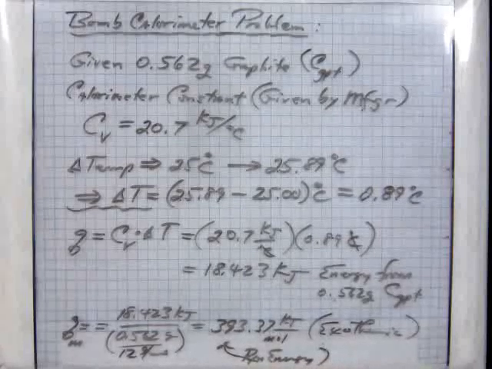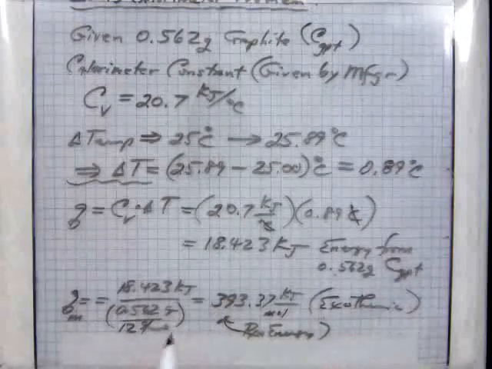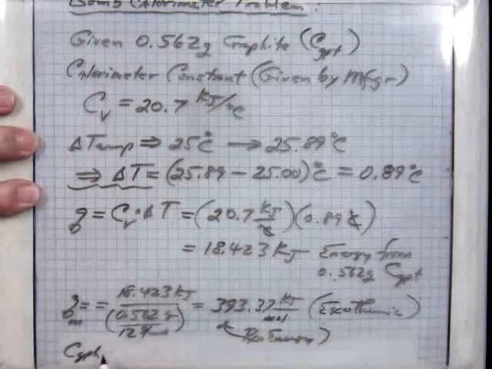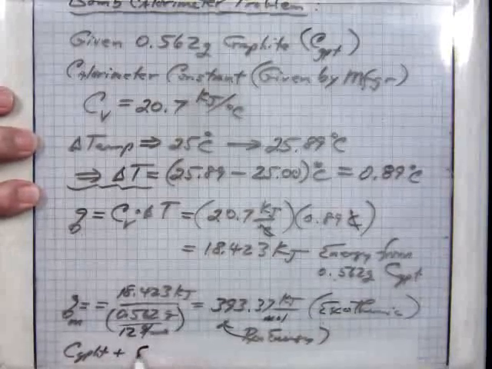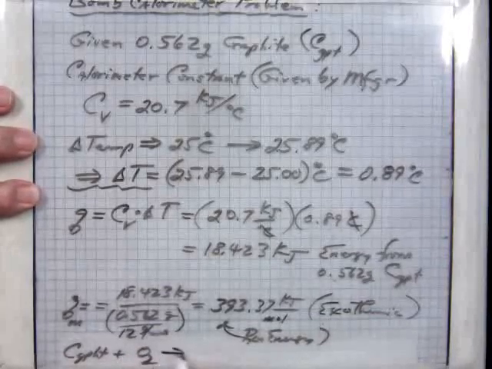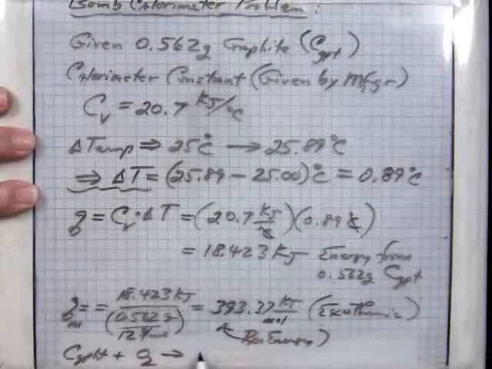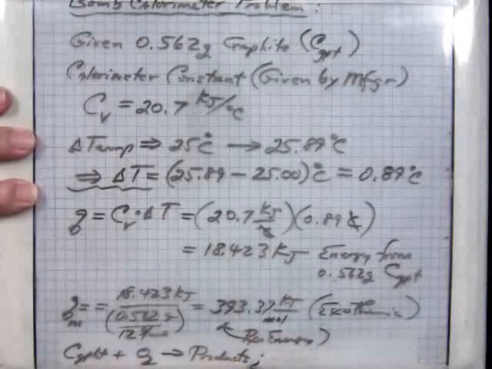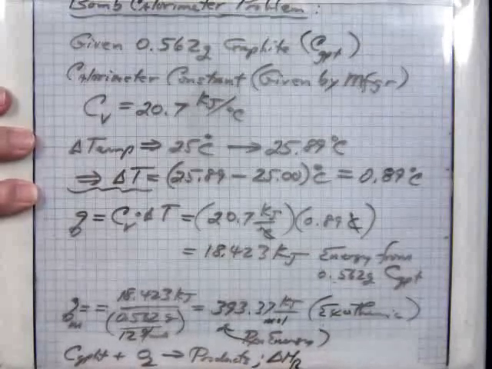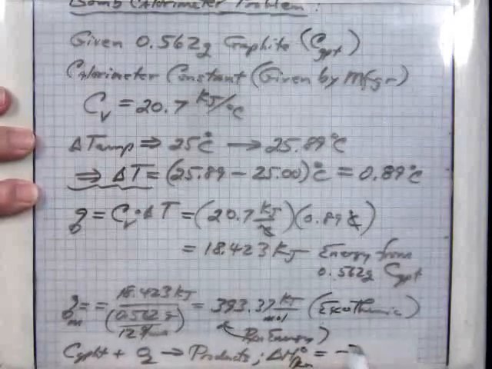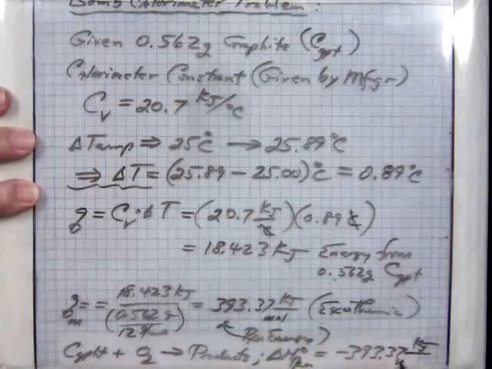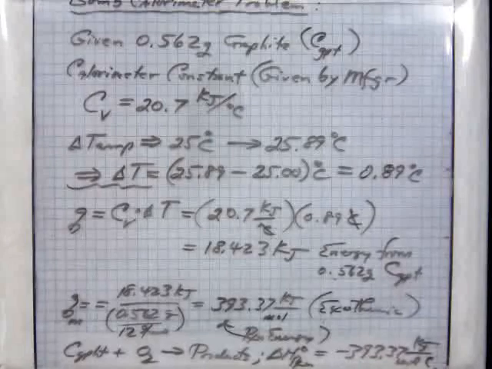So now if you wrote it into an equation, you would put the negative into the reaction. Carbon, graphite, plus O2 gives us whatever products, and delta H of reaction is equal to a minus 393.37 kilojoules per mole carbon, graphite, like that.